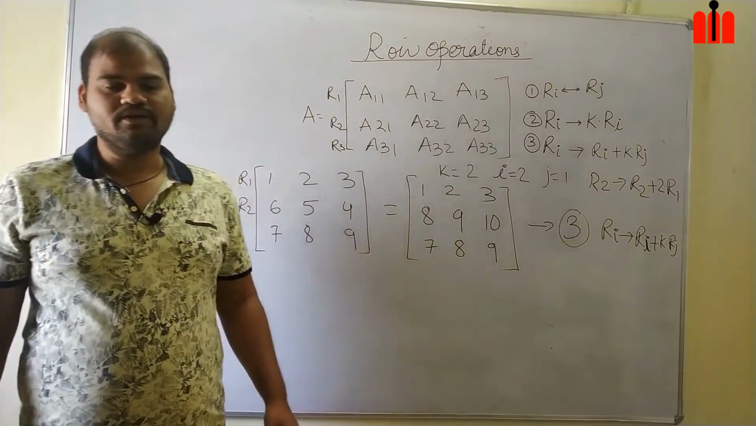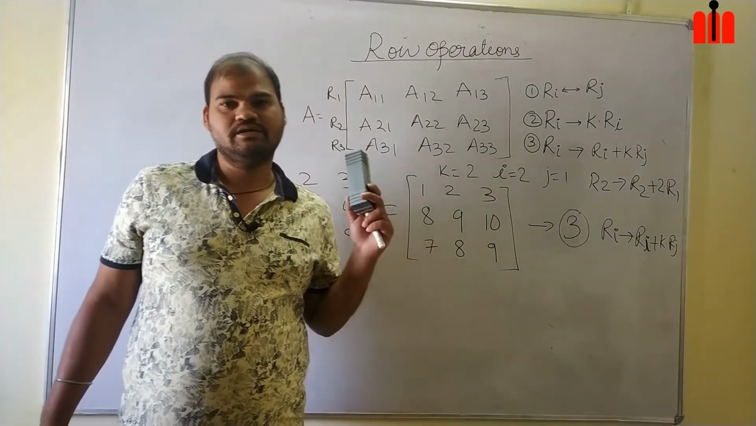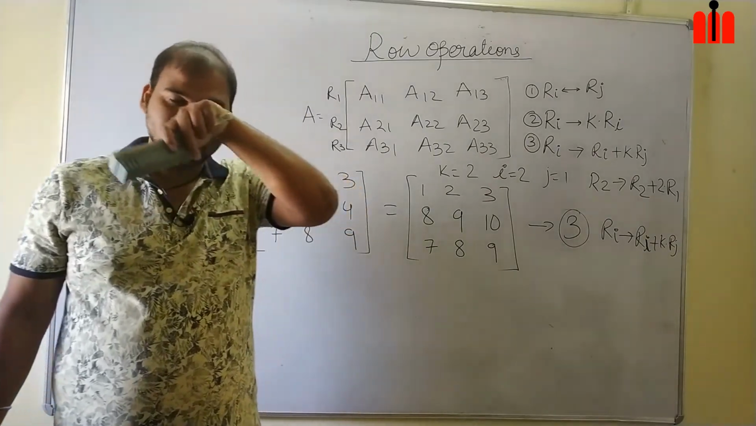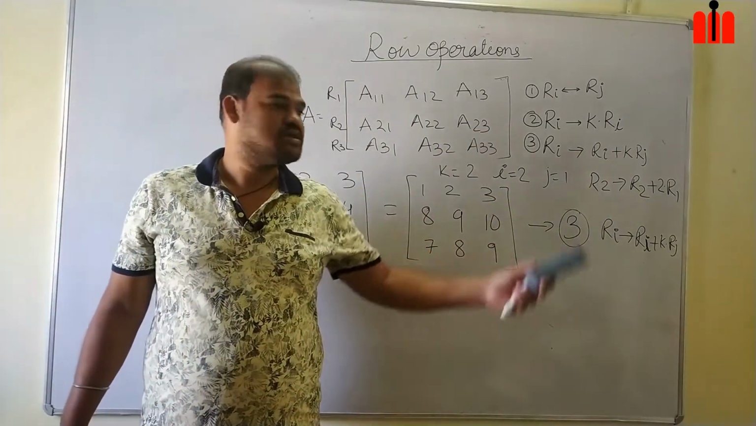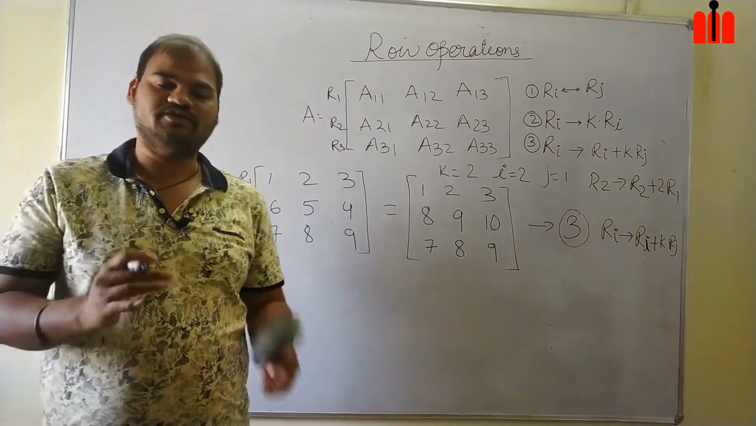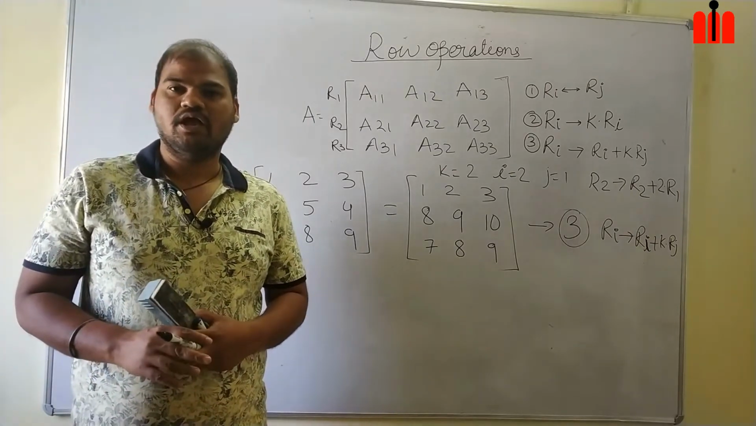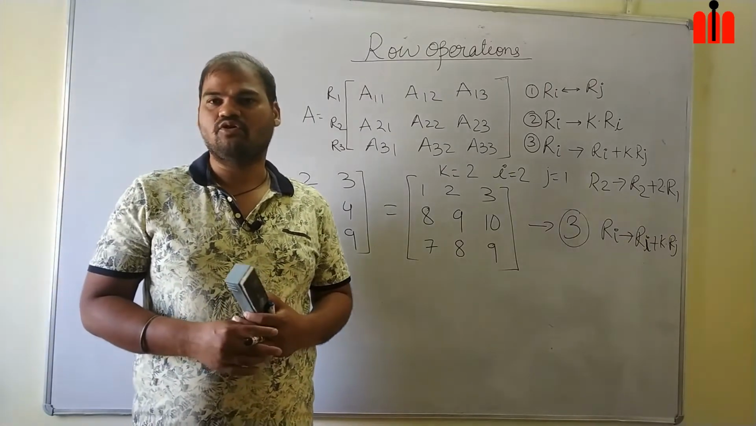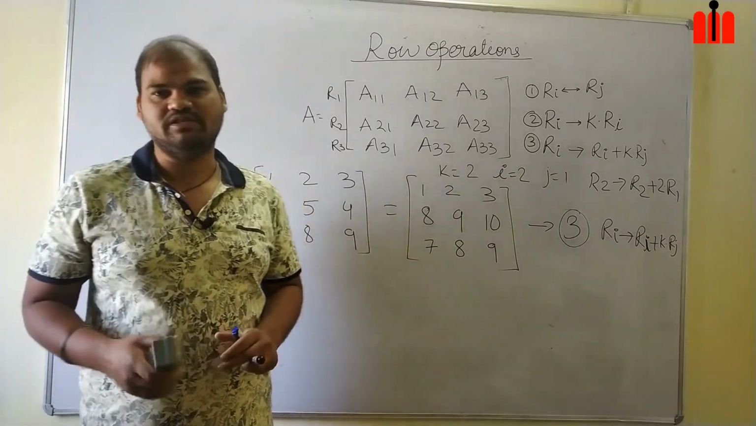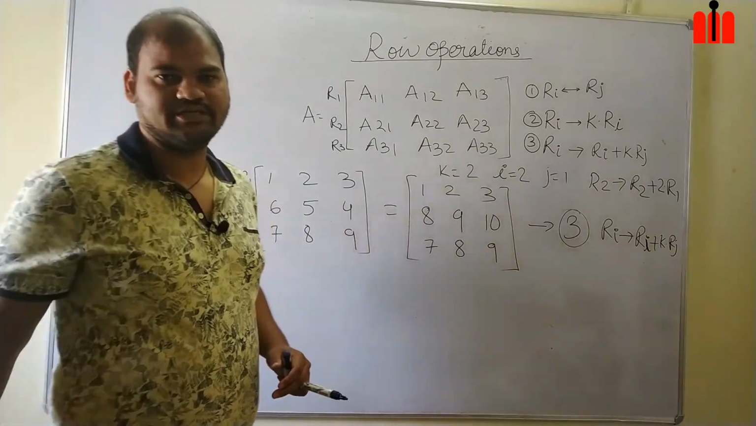Now let us sum up what we had done. We had learned three types of operations which can be performed on the rows. One is interchange, second one is product, third one is product plus sum between two rows. This is what we had done in this section. The same operations can be performed on columns also, that is column operations. Now let's move forward to another section.